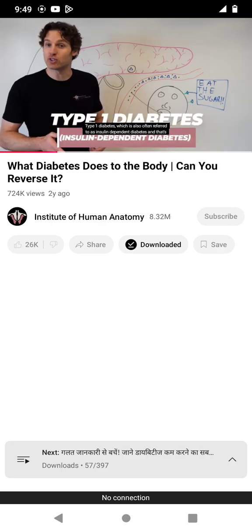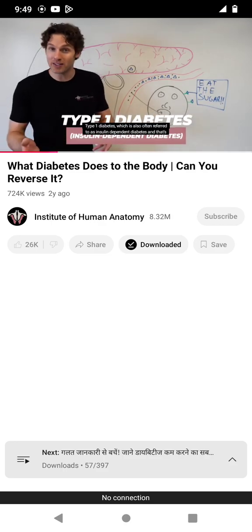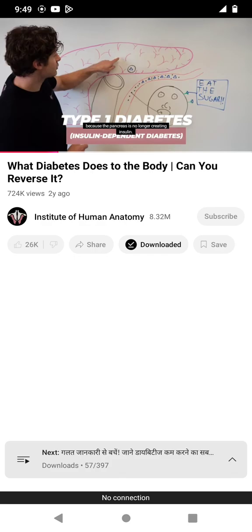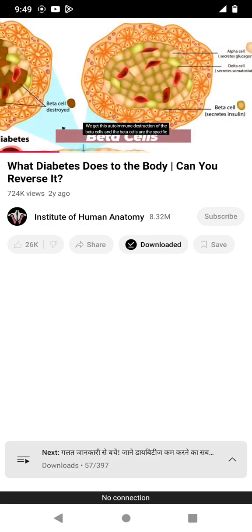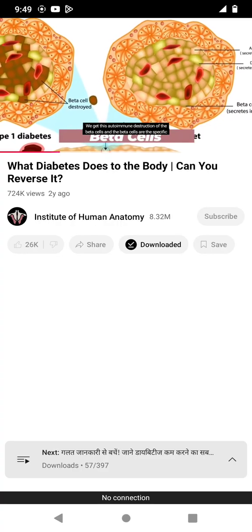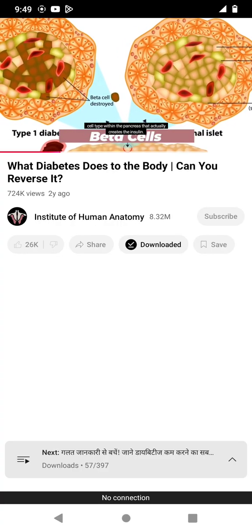Type 1 diabetes, which is also often referred to as insulin-dependent diabetes, and that's because the pancreas is no longer creating insulin. We get this autoimmune destruction of the beta cells, and the beta cells are the specific cell type within the pancreas that actually creates the insulin.